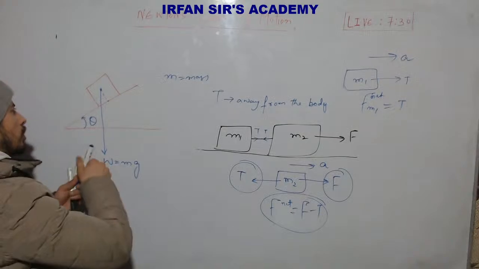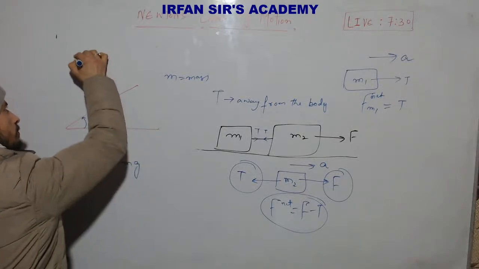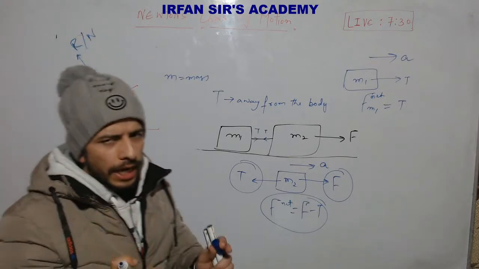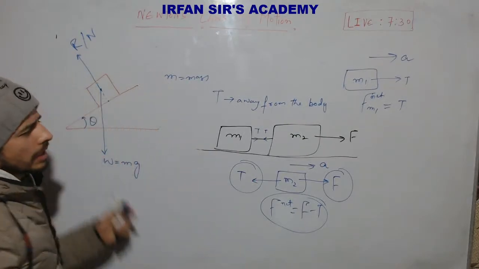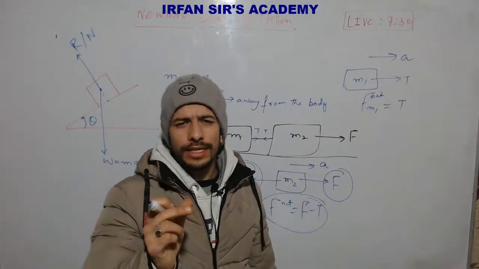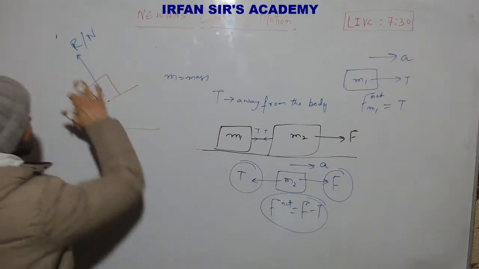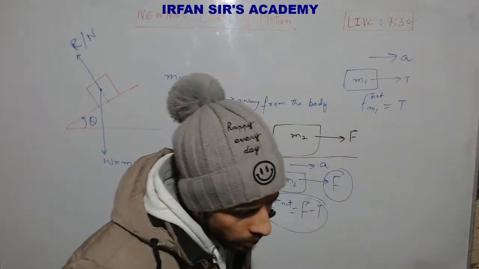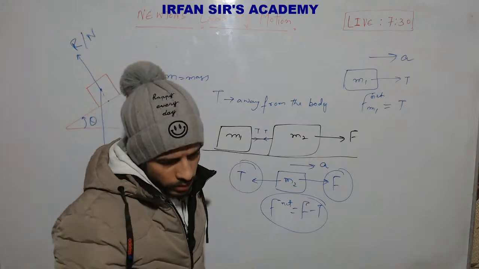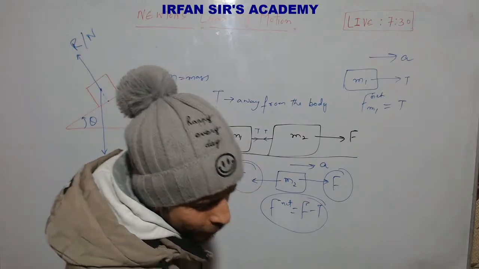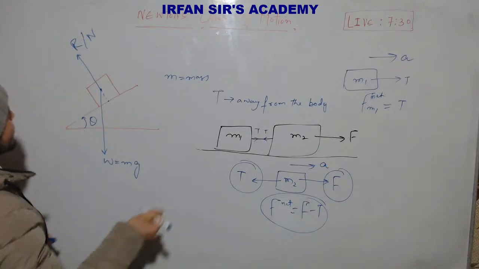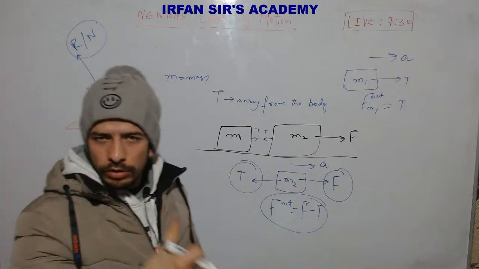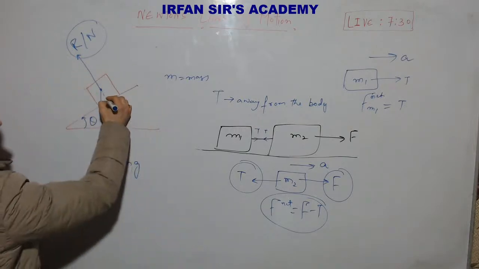On this body, the normal force will be normal to the body. Suppose we write normal reaction as R or N. Why R? Because the unit of force is Newton, which is denoted by capital N. That's why in some cases we write R, or you can write capital N. No issue. Now, what is normal reaction? It is always normal to the body at the point of contact.